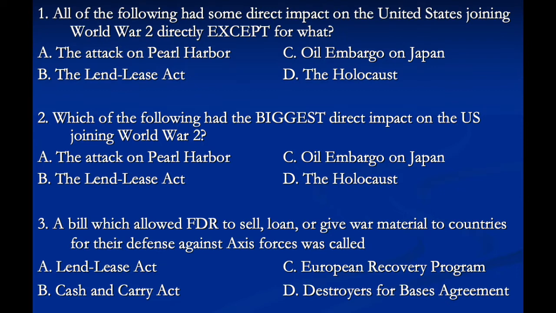And then the bill which allowed FDR to sell, loan, or give war materials to countries for their defense against Axis forces was called what? That would be the Lend-Lease Act. And the way that you'd be able to tell that is the Lend-Lease Act compared to the cash and carry is that word loan. The cash and carry, they did not loan or give war supplies to anyone. You had to buy it.